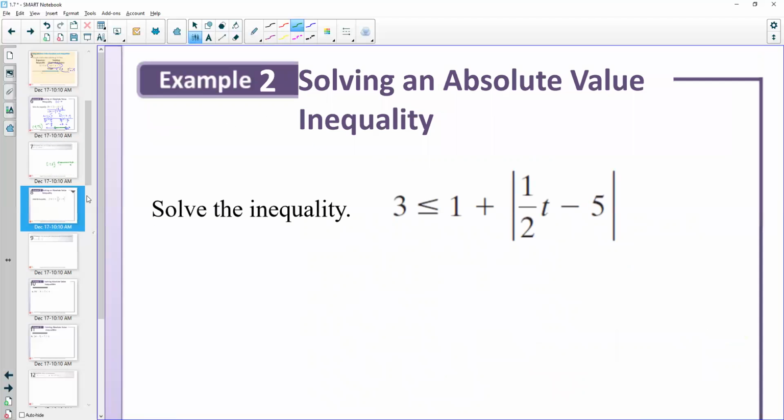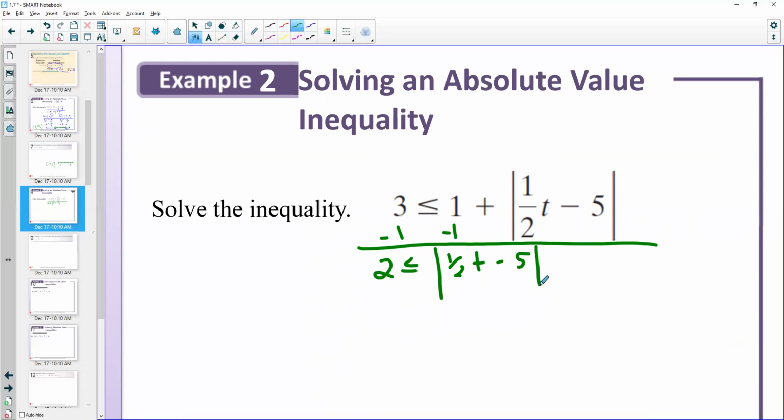All right, same idea here, right? I'm going to do exactly what I've been doing. I have to move the 1 over first. So I get 2 is less than or equal to the absolute value of half t minus 5. Now I need my two cases. Works the same way. I'm going to flip this over just to make it a little more comfortable. So the first case is half t minus 5 is greater than or equal to 2. I just wrote it in the opposite direction. Case 1. Case 2 is half t minus 5 is less than or equal to -2.